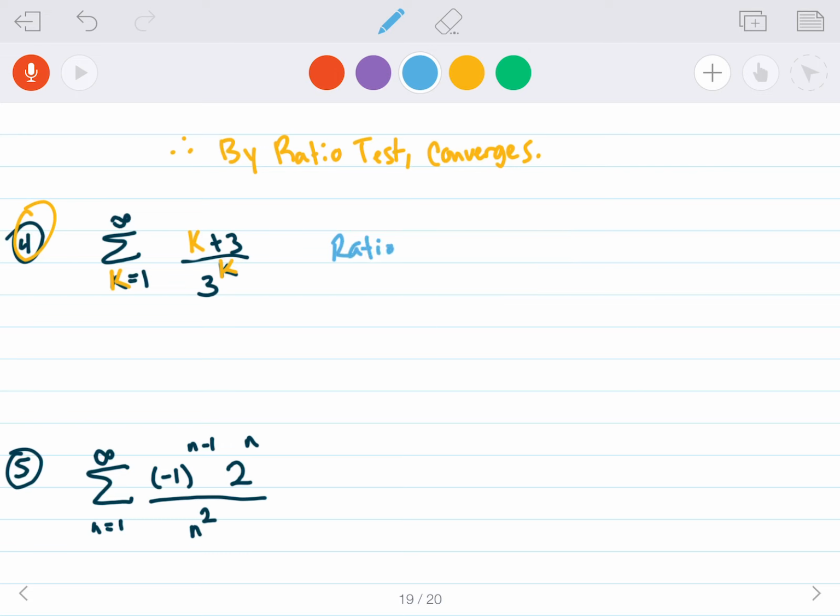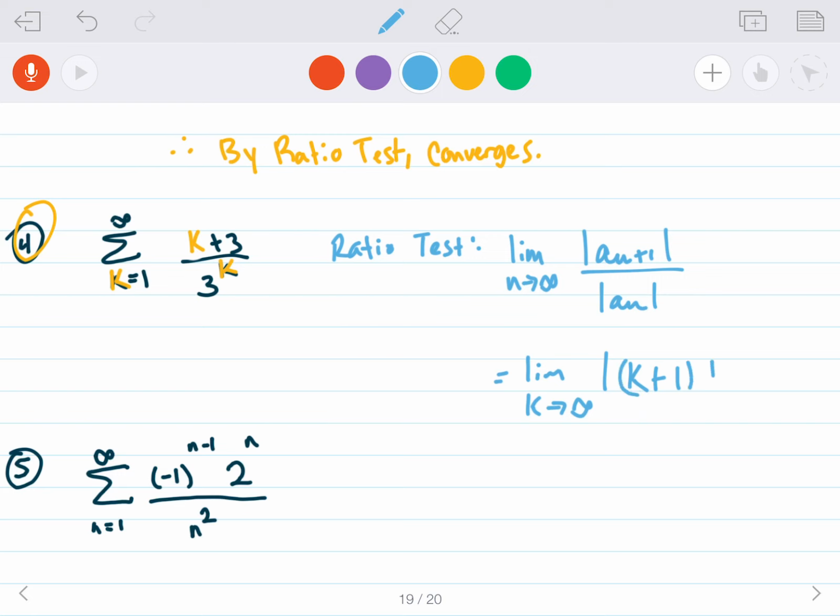The ratio test would be appropriate here again because I have a constant raised to a power. So for the ratio test, we're going to take the limit as n goes to infinity of the absolute value of a sub n plus 1 divided by a sub n. Well, in this case, we're using k, so the limit as k goes to infinity of a sub k plus 1 is just plugging in k plus 1 into this thing. So k plus 1 plus 3 over 3 to the k plus 1. So that's that. Divided by the absolute value of k plus 3 over 3 to the k.